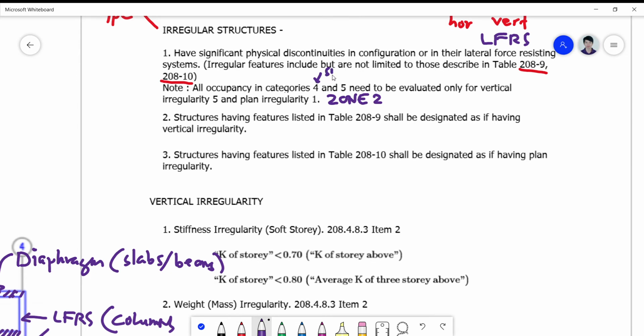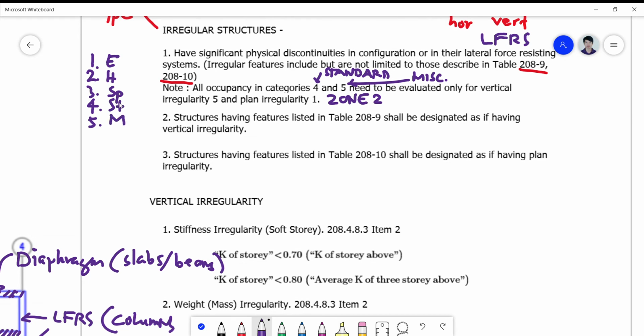Okay, so by the way, 4 and 5 are the standard occupancy, and this is the miscellaneous occupancy. So you have to memorize now the categories 1 to 5 in the order of importance or significance. The first one is, I think, essential. Okay, essential, then hazardous, then special, then standard, then miscellaneous.